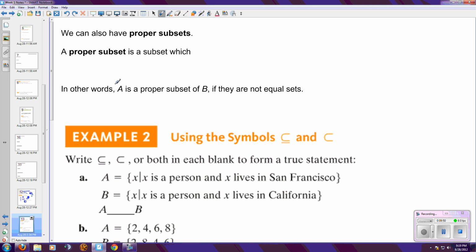So we can also have something that's called a proper subset. A proper subset has one very subtle difference from a standard regular old subset. The only difference for a proper subset is that it's a subset which has cardinality at least one less than the set itself. Another way to think of that is it has at least one less element than the initial set, so then the bigger set.